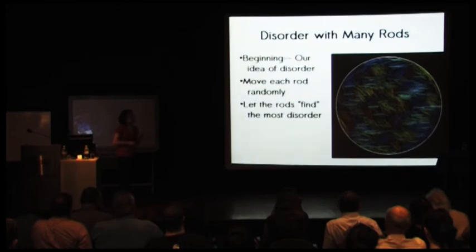Now, we don't know if disorder is maximized here. If you remember the picture with 100 dice, you can get a very different picture of disorder if things are interacting.